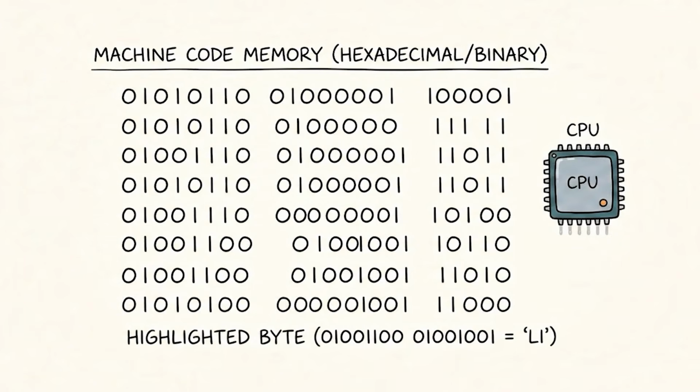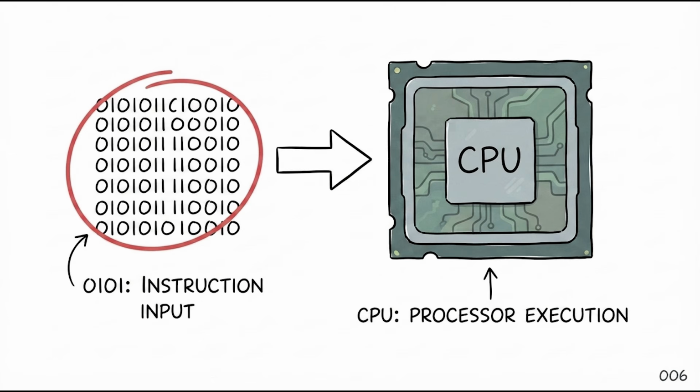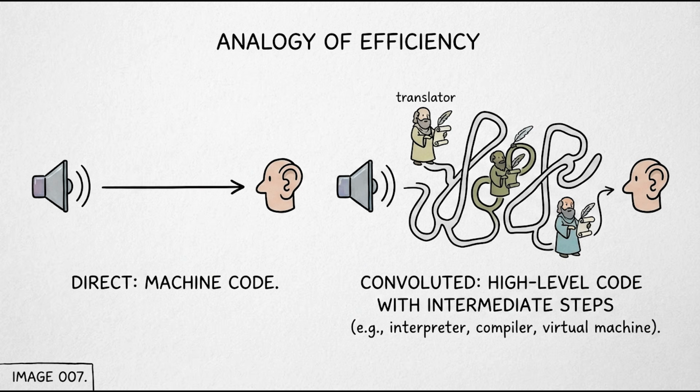Machine code is pure binary, ones and zeros that your CPU reads directly. It's the native tongue of your processor. No interpretation layer, no middleman, just raw instructions hitting silicon. Think of it like giving someone directions in their home language versus going through 3 translators. Machine code skips the translators entirely.